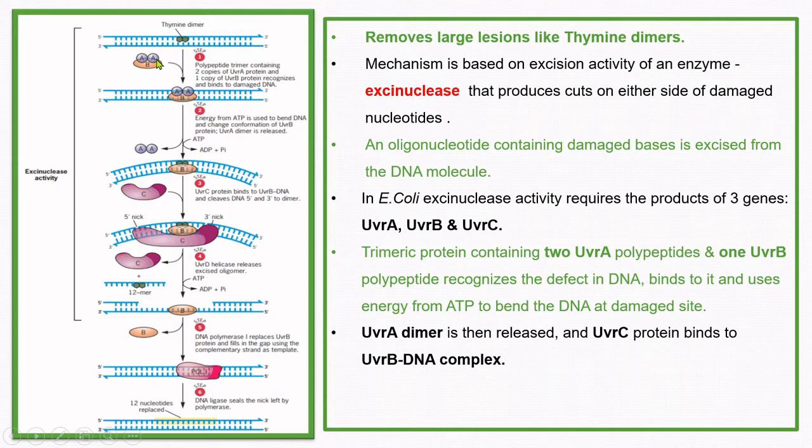2 UVRA and 1 UVRB polypeptide recognizes the defect in the DNA molecule, that is the thymine dimer, and binds to it. So 2 UVRA polypeptides and 1 UVRB bind to the damage and utilize the energy from ATP to bend the DNA at the damaged site.